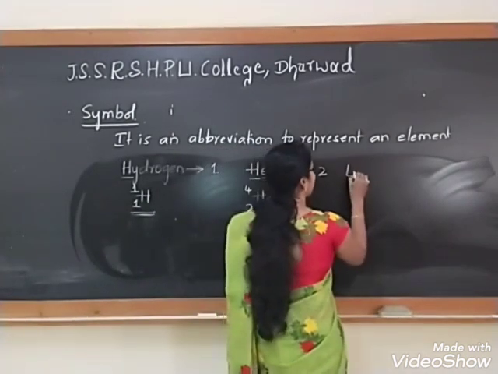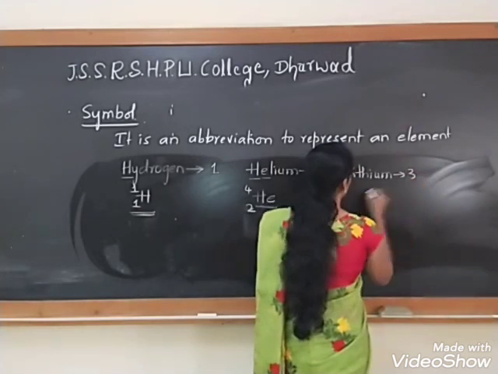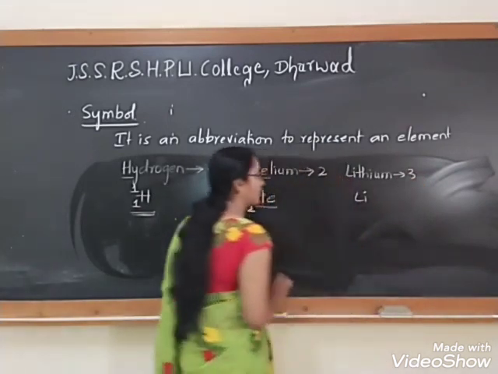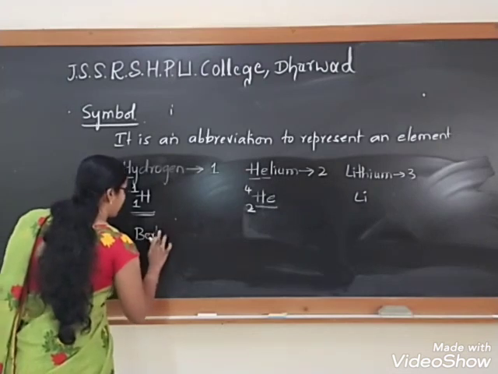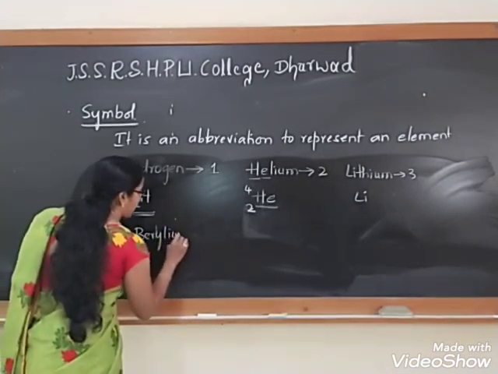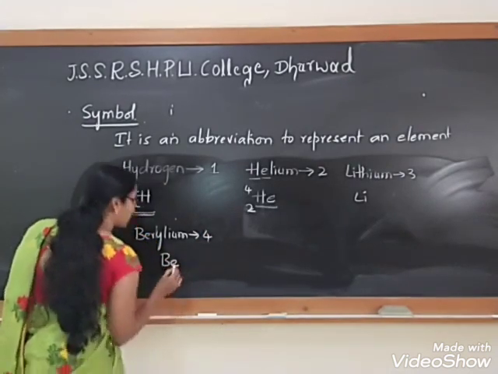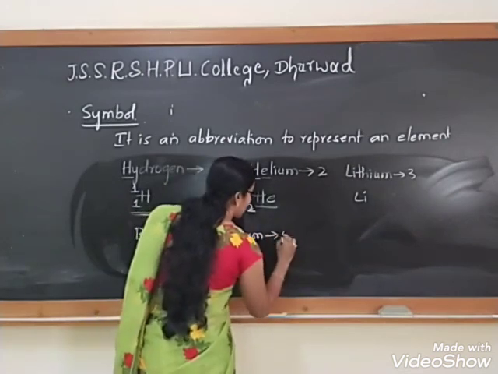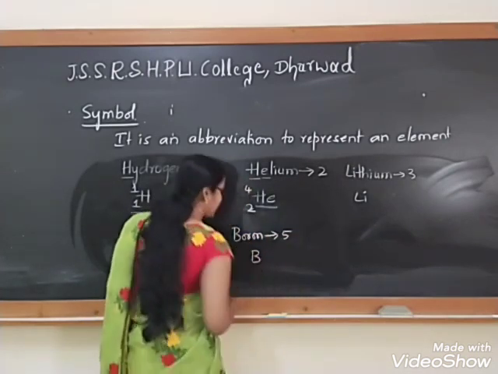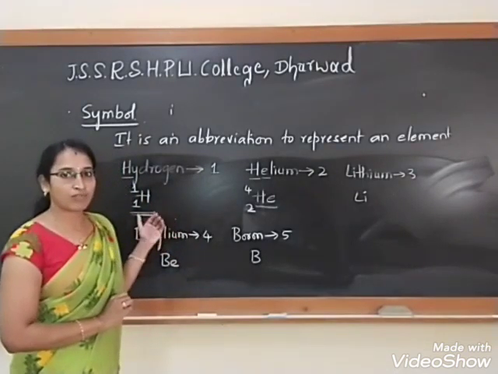Similarly, lithium, third element, atomic number 3. So this is the symbol. Beryllium, the atomic number is 4, the symbol is capital B, small e. Boron, the atomic number is 5, the symbol is capital B. Okay. So this is the way of giving the symbol for an element.